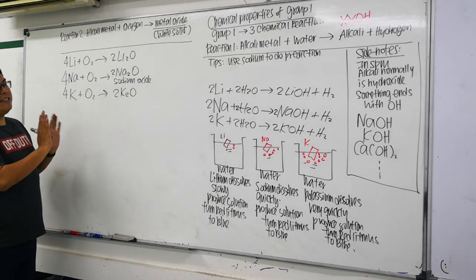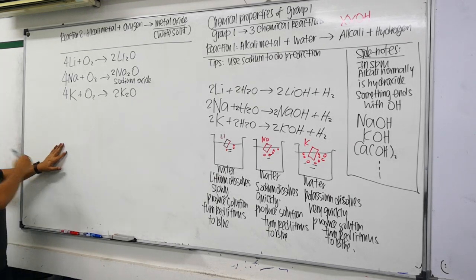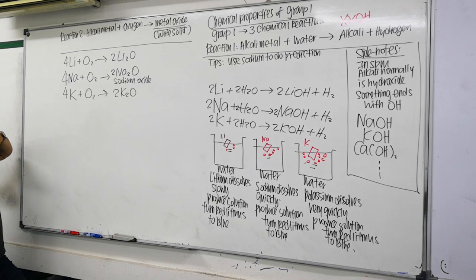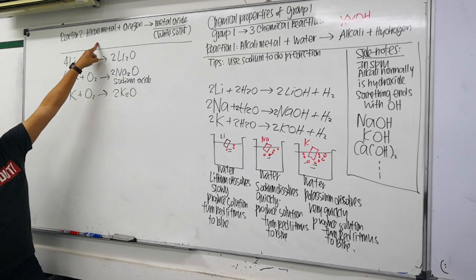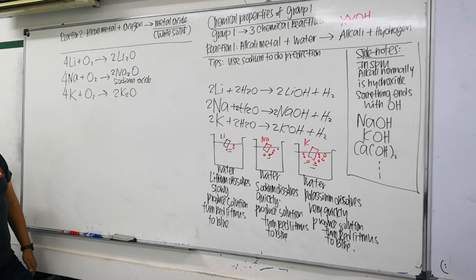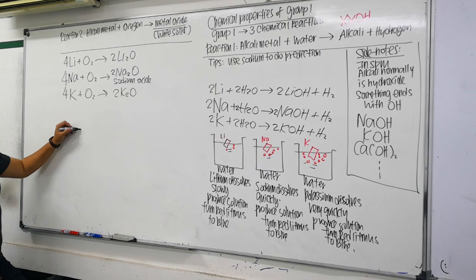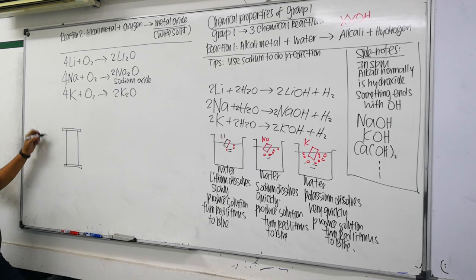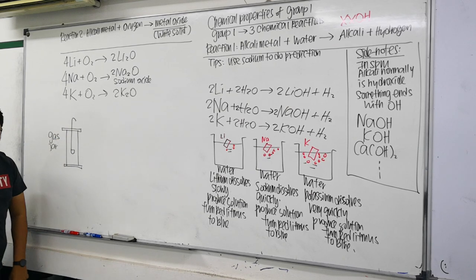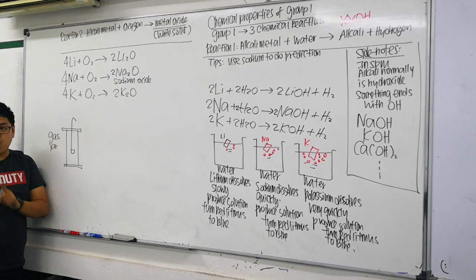Okay, how does this experiment look like? Everyone follow me? Now, I want to burn the alkali metal in oxygen. When you want to burn something, you put a gas jar, for you to put a gas. In the gas jar, you have a spatula, or a spoon like this. If you don't know what it is, go to your school lab and take a look at it.